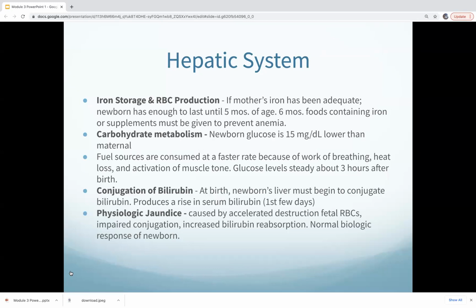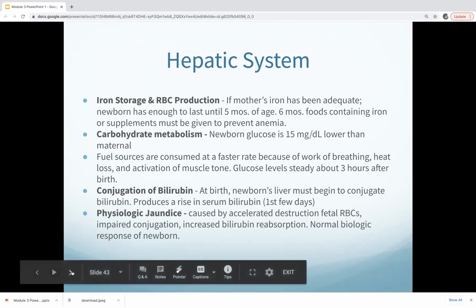Next thing we're going to talk about is their bilirubin. So at birth, the newborn's liver must now begin to conjugate the bilirubin. So normally the baby will see a rise in their bilirubin for a couple of days. A term I want you to understand, highlight, revisit, go through is physiological jaundice. And this is caused by an accelerated destruction of the red blood cells. They have an impaired conjugation, and you'll see that increase in bilirubin reabsorption. So it's a normal biologic response of the newborn, that physiologic.